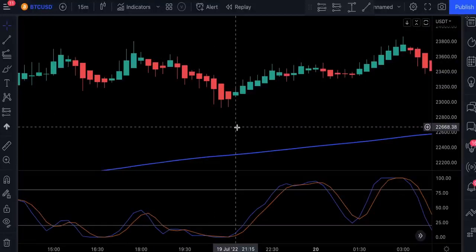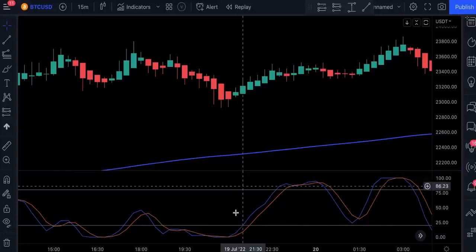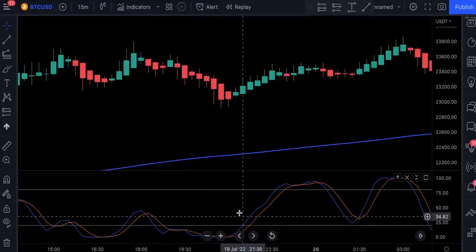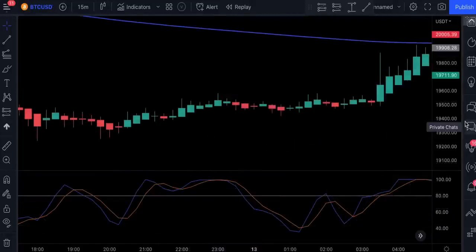And the answer is no, you wouldn't, because every cross that happens after the first cross, while the Stochastic is being oversold, is not considered as a new bullish signal. The same is true for short trades.